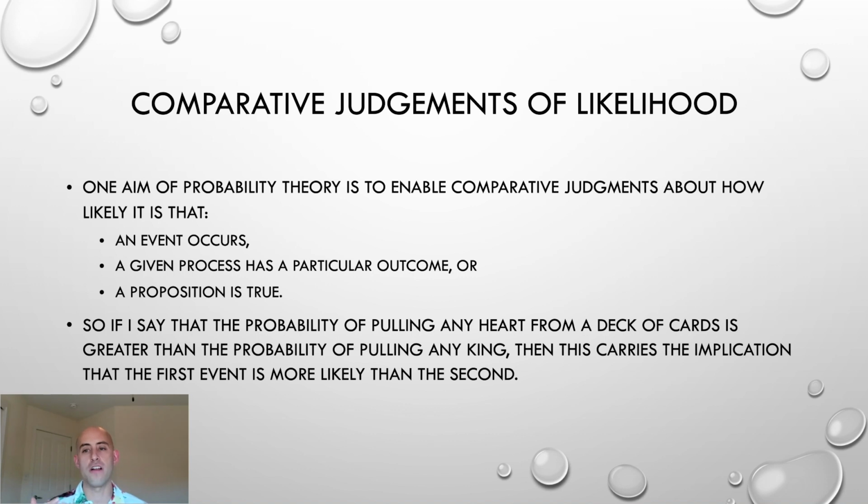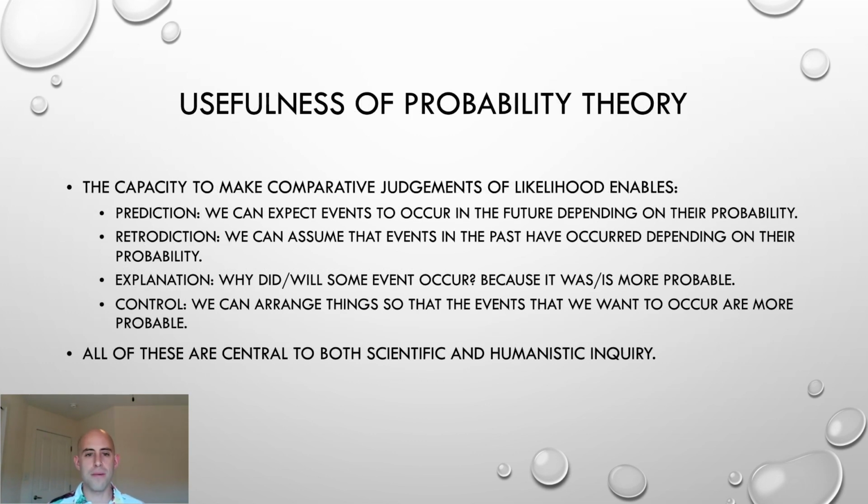And these kinds of comparative judgments of likelihood are very important in all different kinds of contexts. In particular, it's going to enable us to predict things, right? If I think that event A is more likely than event B, then I'll probably predict that event A will occur as opposed to event B. We can also do retrodiction. If we can figure out that in the past it was much more likely that A happened rather than B, that A had a higher probability than B, even if we don't know which one occurred for sure, we can perhaps do history by sometimes assuming that A occurred instead of B, especially if A is much, much more probable than B.